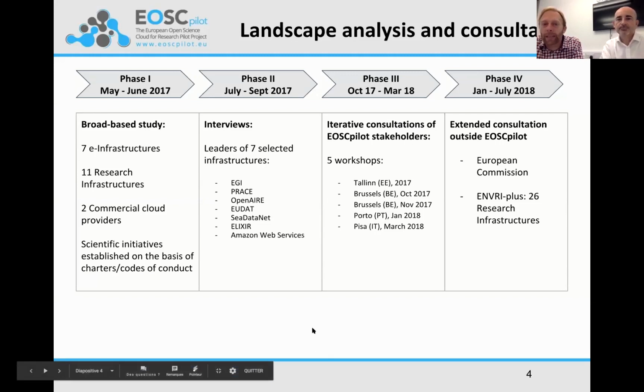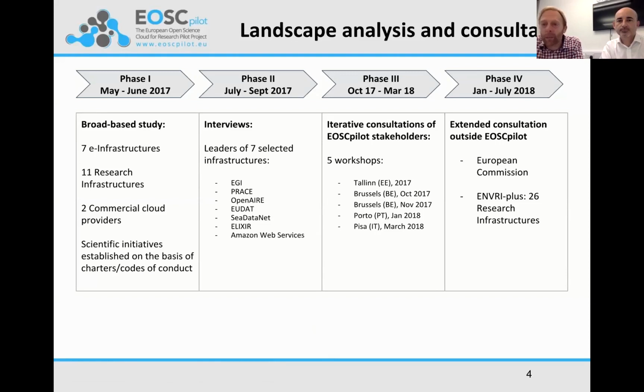Phase 2, which ran from July to September last year, was really then about analysing these in much more detail. So phase 1 was more like a high-level helicopter view. Phase 2 was having more in-depth interviews and analysis of the rules that relate to those individual organisations. So looking at the e-infrastructures, what rules govern the services that they provide, looking at the domain-specific research infrastructures, and seeing what rules govern the services that they provide to users as well. So that was all the initial research work that led us up until a point where we felt that we were able to start to condense this into a set of draft recommendations.